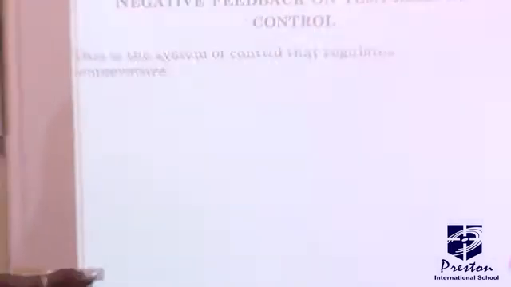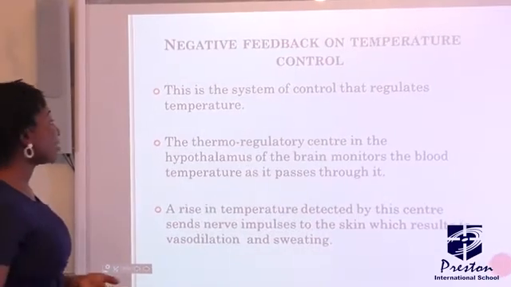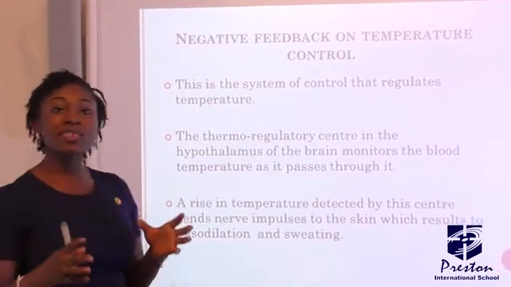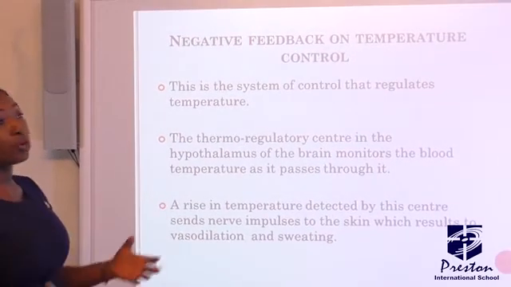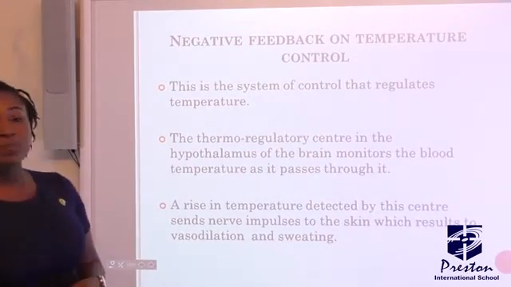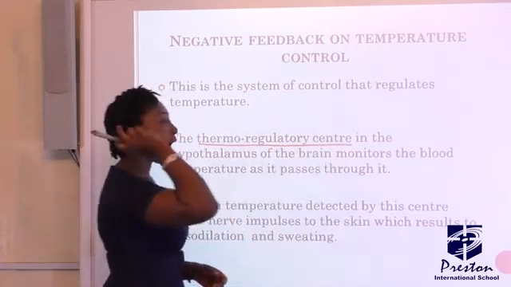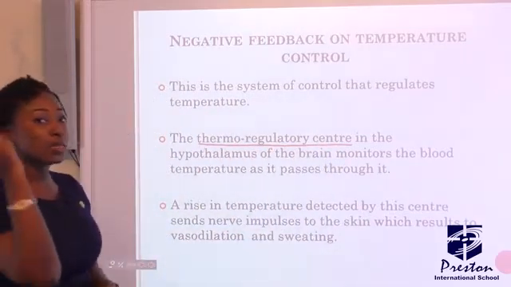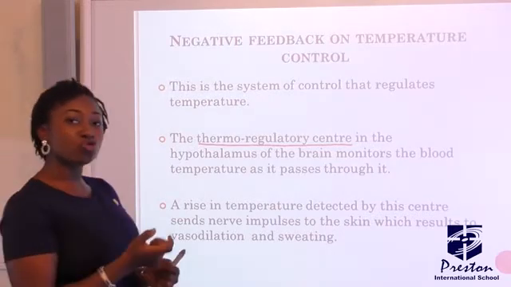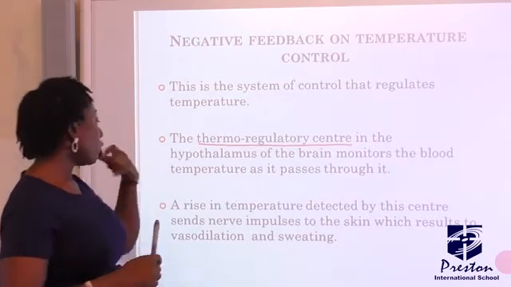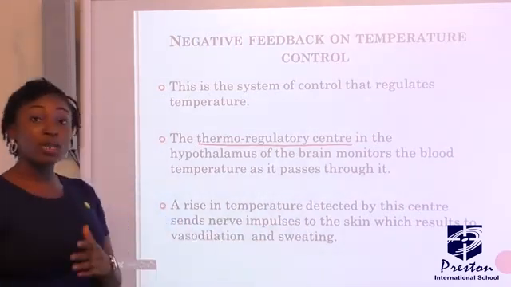Now, let's talk about negative feedback on temperature control. This is very simple, just as I've explained. Negative feedback is a system of control that regulates temperature on the skin. And this is made possible by the thermoregulatory center in the hypothalamus of our brains. This center will be able to detect when blood is passing through. Then, it also detects whether there is rise in temperature or fall in temperature.